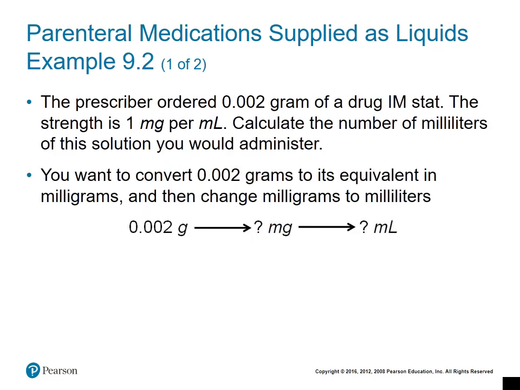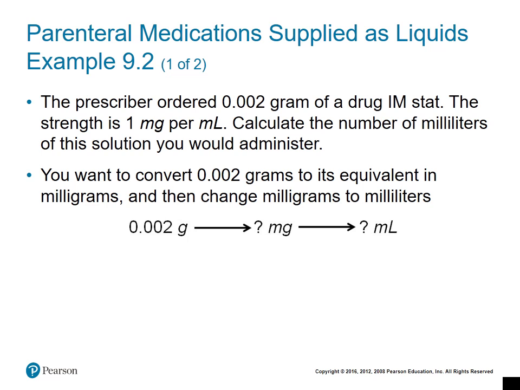All right, next example. The prescriber ordered 0.002, so recognize what number this is. This is 2/1000ths of a gram, intramuscularly stat. The strength is 1 milligram per milliliter. And calculate the number of milliliters of the solution you would administer. So because we have an order given in grams and the strength is given in milligrams, we're going to first convert the order of 2 milligrams and then go from there.